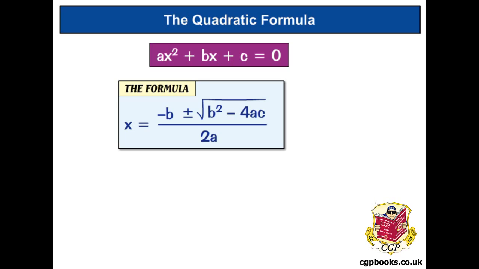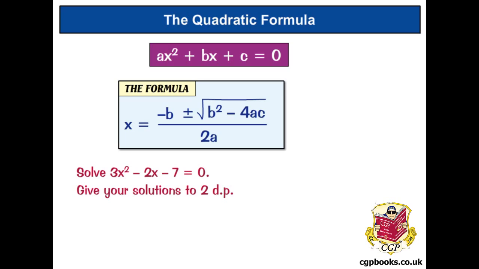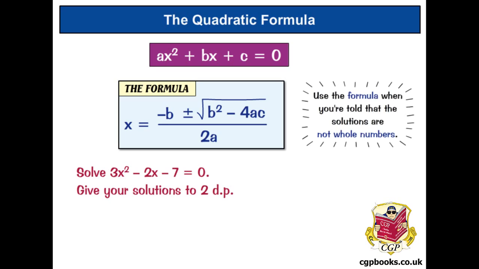Okay, another example. Solve this. Give your solutions to 2 decimal places. Now, when you're in the exam, you might get a quadratic equation to solve, and you need to decide whether to factorise it, or complete the square, or use the formula. Well, a good rule of thumb is to use the formula when you're told that the solutions are not whole numbers. And here, you're told to give your solutions to 2 decimal places, so they can't be whole numbers. So the formula's your best bet.